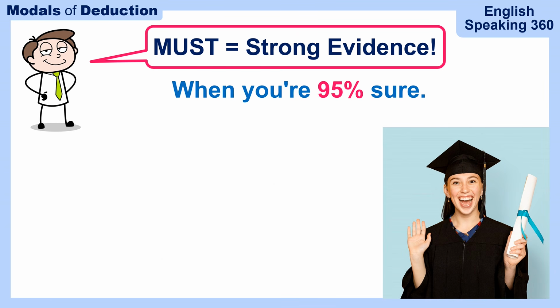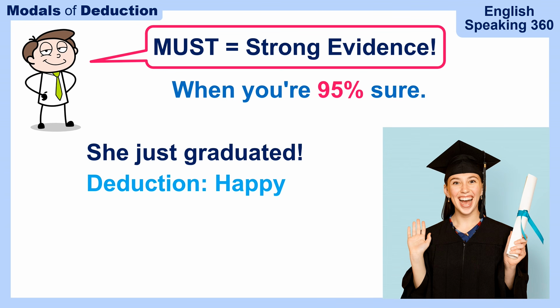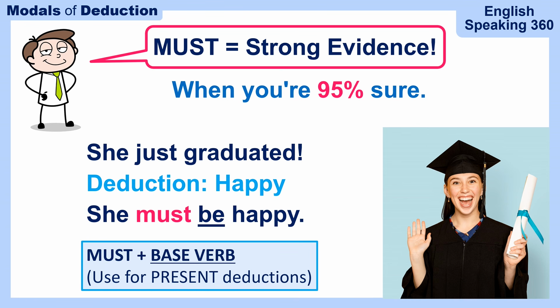Here's another example. She just graduated. Yay! Your deduction is probably happy, right? So now let's make a sentence with must. She must be happy. Now here, let me show you the structure. Must plus the base verb. And that is what we use for present deductions.